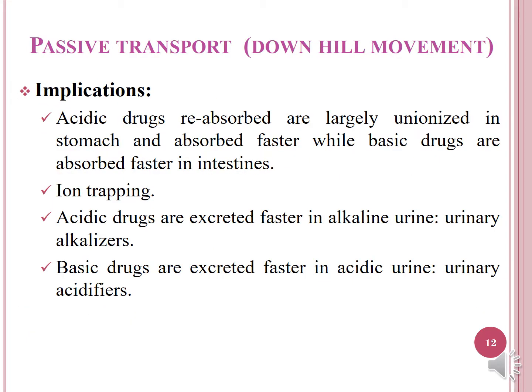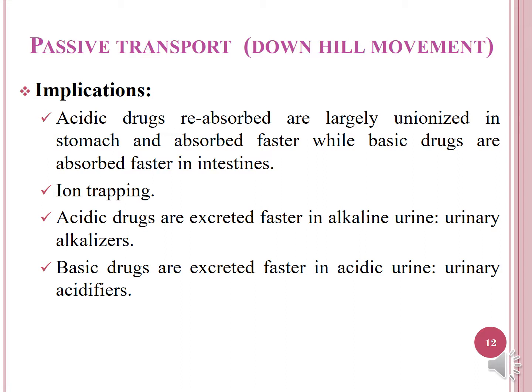So what are the implications of passive transportation? Acidic drugs are largely unionized in the stomach and absorbed faster, while basic drugs are absorbed faster in the intestine, as I told. And ion trapping is one possibility, where the weak acids, when they get ion trapped, are likely to cause bleeding. That's why the non-steroidal anti-inflammatory drugs, the aspirin-like drugs, cause stomach ulcerations or stomach bleeding, or at least GI irritation, because of the ion trapping. And acidic drugs are excreted faster in the alkaline urine, and basic drugs are excreted faster in the acidic urine.